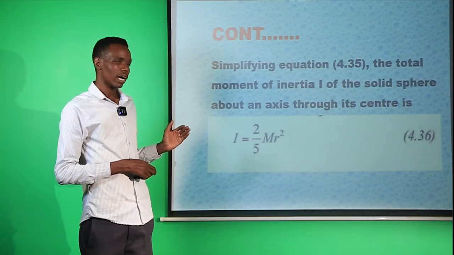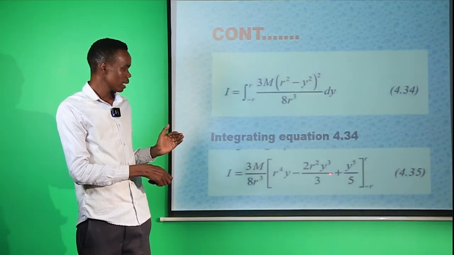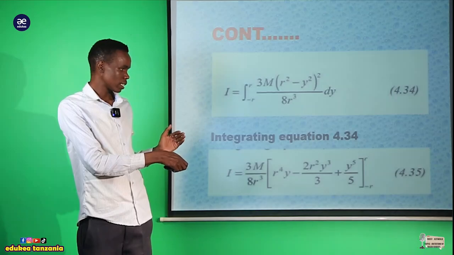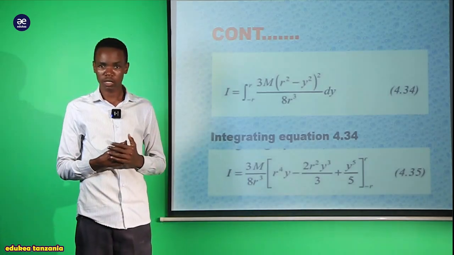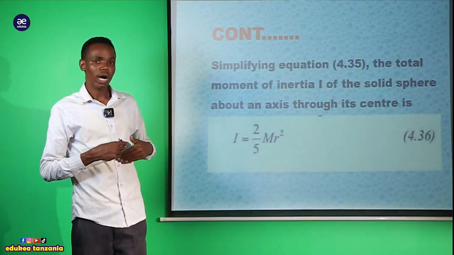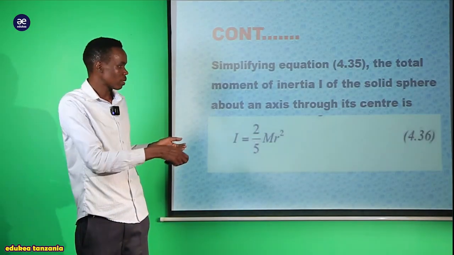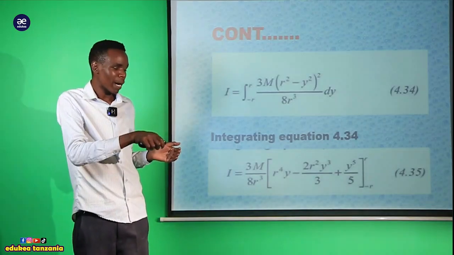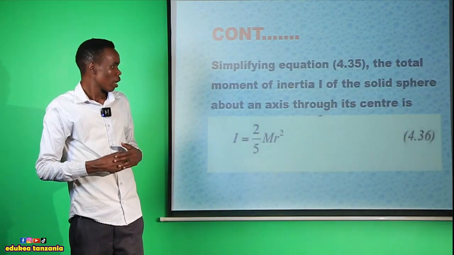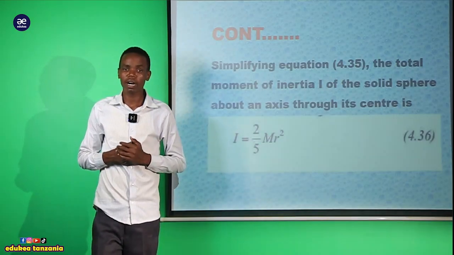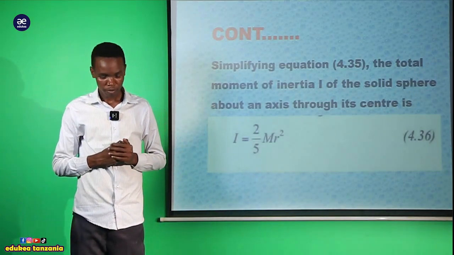So if we substitute our integral here, our limit, from r, it means instead of writing y, we should substitute it as equal to r. If we substitute now and simplify our equation, we should obtain, by simplifying, equation number 4.35.